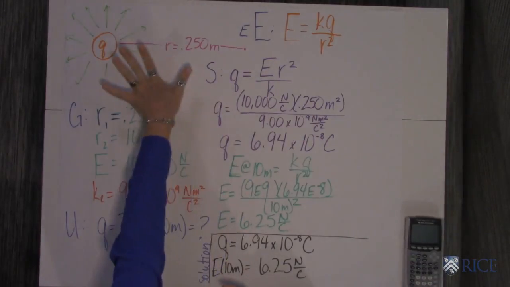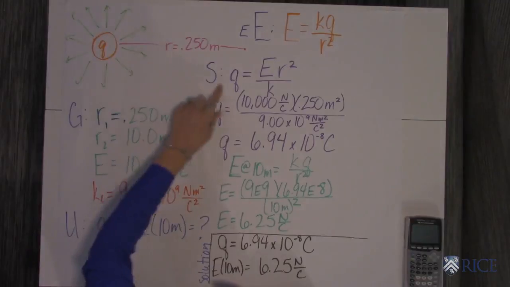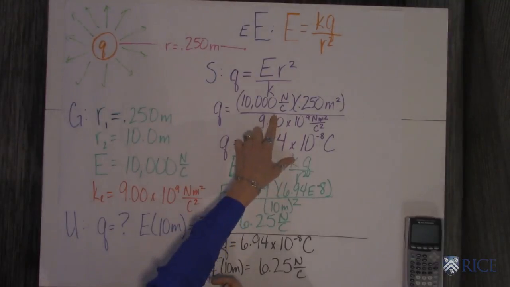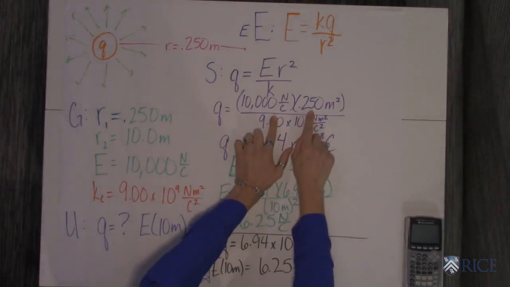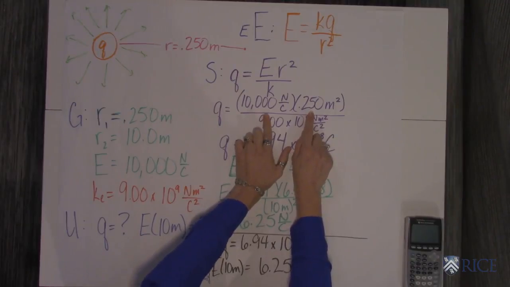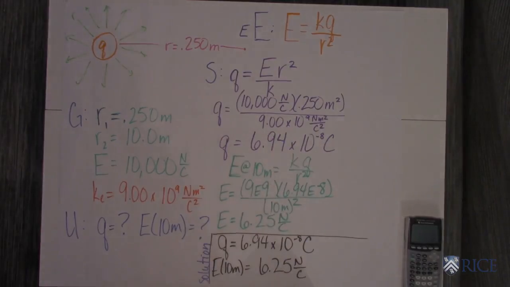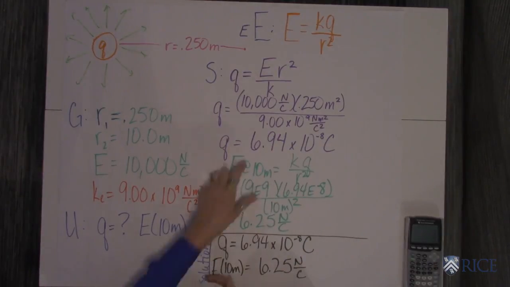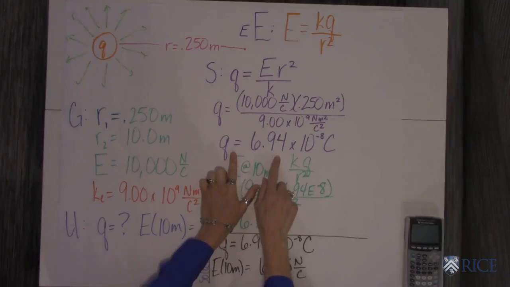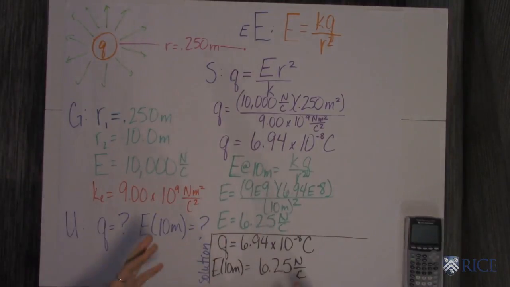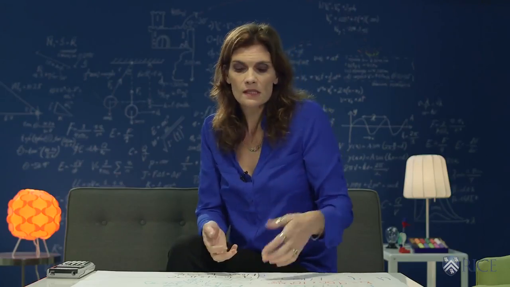So you just need one formula to solve it for q, because that's what we're being asked for, the charge on this point charge. And you plug in what you know to find the charge. You know that at 0.25 meters away, it's 10,000 newtons per coulomb, which is a pretty strong electric field. And then you divide it by k. So you get the charge, which is 6.94 times 10 to the negative 8th coulombs. Remember, a coulomb is a pretty big unit, right? So that's a decent sized charge.